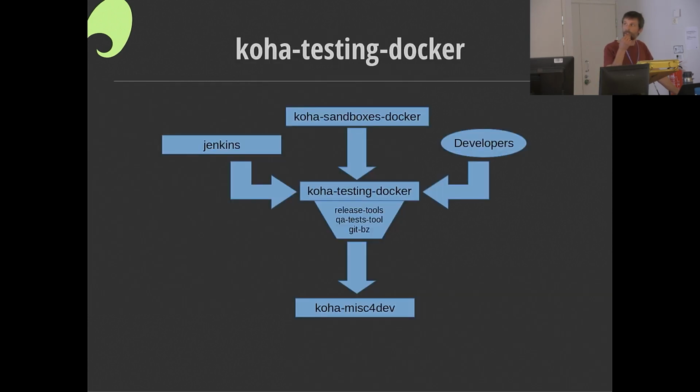So to finish with the side projects, I've grouped some of them with a very quick and dirty schema. You can see that Koha testing Docker is at the center. It will start up a Docker container with a full Koha installation with the two interfaces. It contains all the tools the developer needs, the release tools, the QA tools, gitbz, and all the other things. It's also used by Jenkins and by our sandboxing system. And at the bottom, it uses list4dev to inject data into the database.